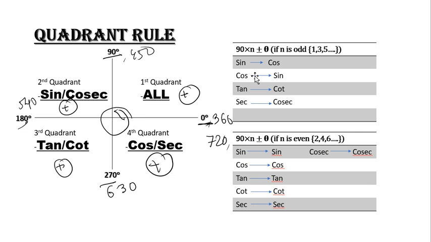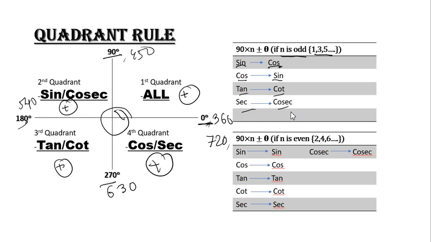90 into n plus minus theta, whatever it is, if n is odd, and this is important, n should be odd. Odd means 1, 3, 5, 7, 9, 11, whatever. In that scenario, if your initial trigonometric ratio is sine, it will convert to cos. If it is cos, it will convert to sine. If it is tan, it will convert to cot. And if it is sec, it will convert to cosec.